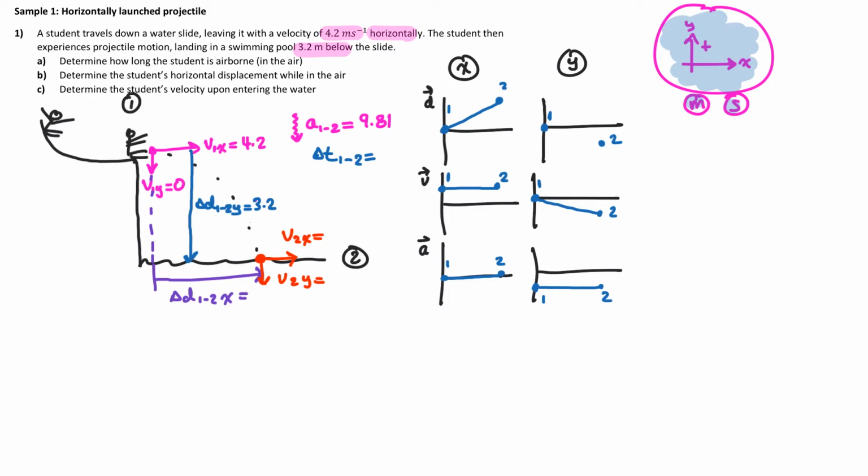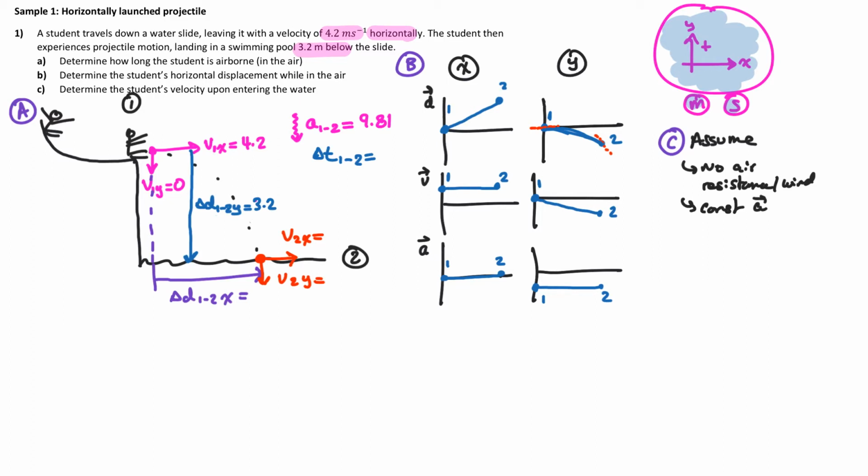In terms of my graph here, velocity here is 0, velocity here is negative, so I'm going to connect these to get an idea about how my position-time graph looks, and that's a nice curve like that. And we got our beautiful piece of art ready to move on to the next stage. So this was stage A, this was stage B. Stage C is my assumptions in this case, so we're going to assume no air resistance or wind effects and constant acceleration.